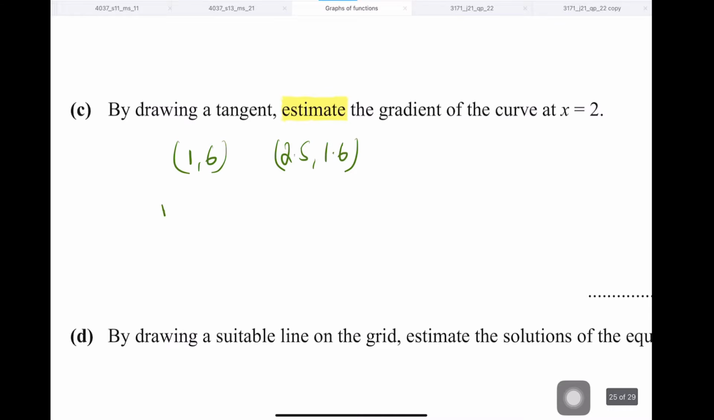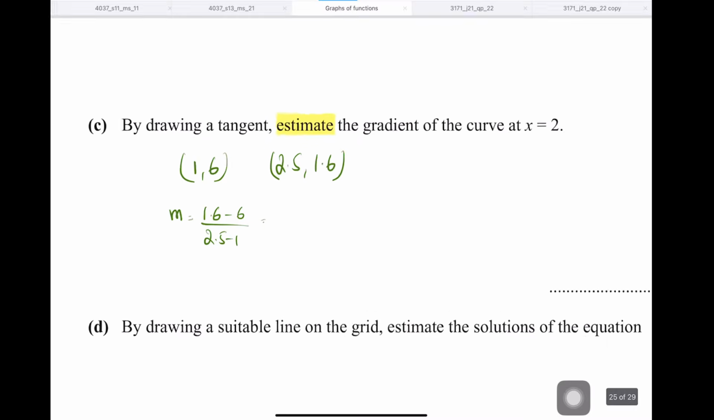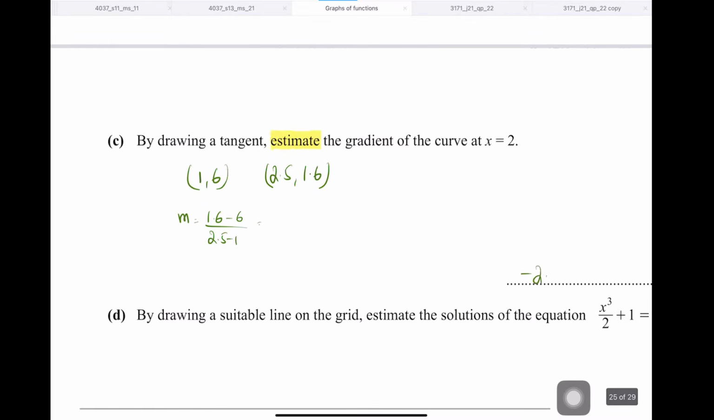Okay, so that changes the gradient. Now it's going to be 1.6 minus 6 over 2.5 minus 1. So it's minus 2.93. The correct answer is minus 2.93. The answer is minus 3.